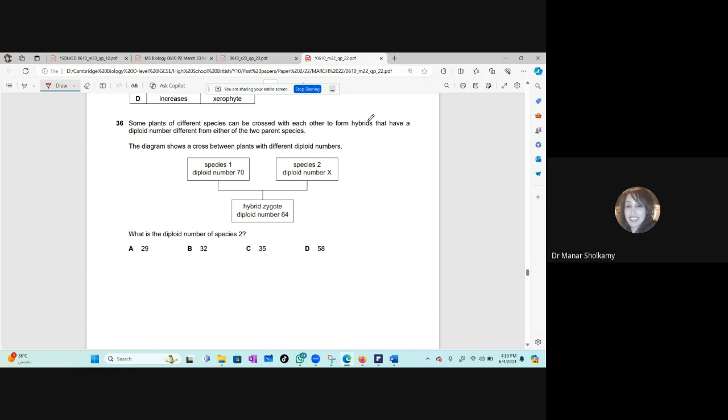Some plants of different species can be crossed with each other to form hybrids that have a diploid number different from either of the two parent species. The diagram shows a cross between plants with different diploid numbers. Species 1 has diploid number 70, and species 2 has diploid number X. The hybrid zygote has diploid number 64. What is the diploid number of species 2?